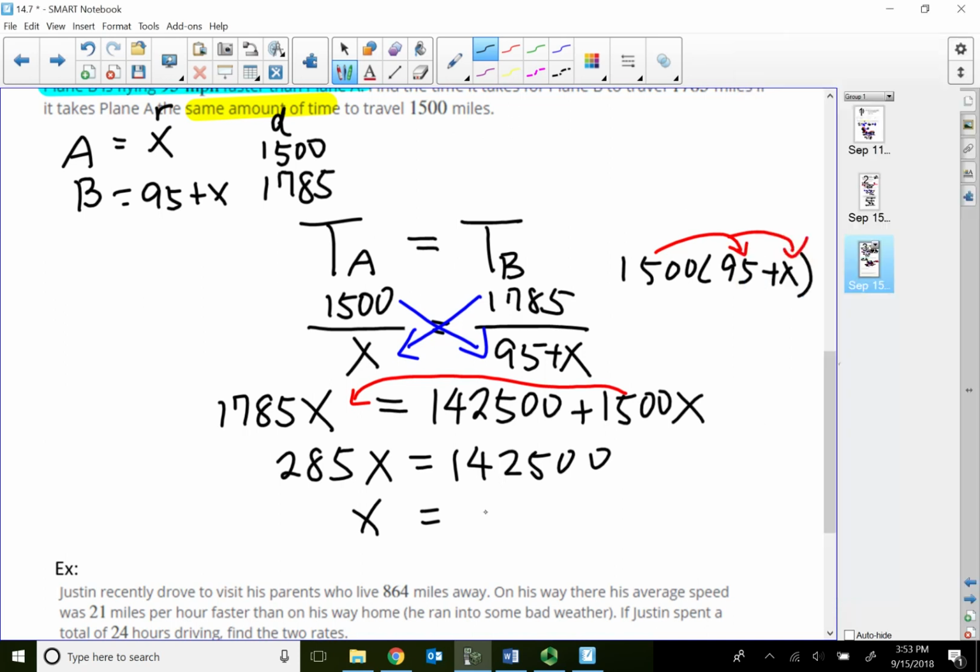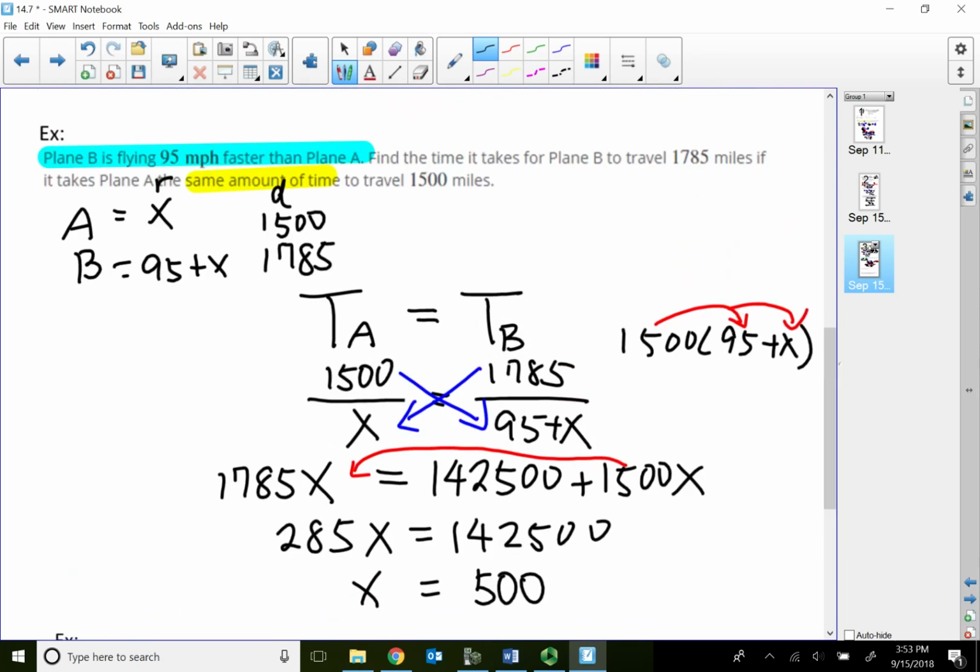That gives 500. Hang on a second now. What does 500 mean? The 500 represents x, which represents the speed for plane A. So plane B is 95 plus 500, which is 595. But this question is asking for the time it takes. Since we already said the times are equal to each other, all I have to do is find the time of one, which will equal the time of the other one.